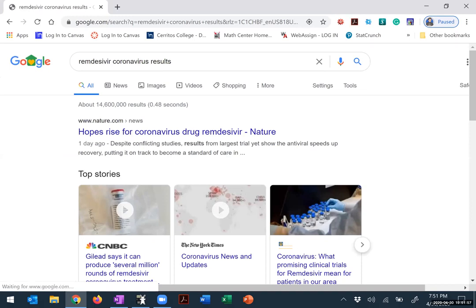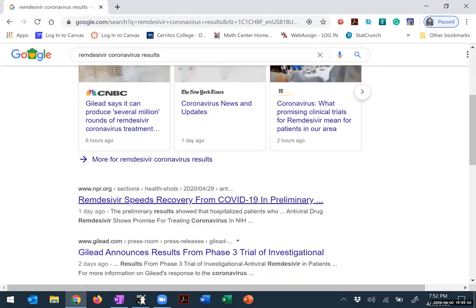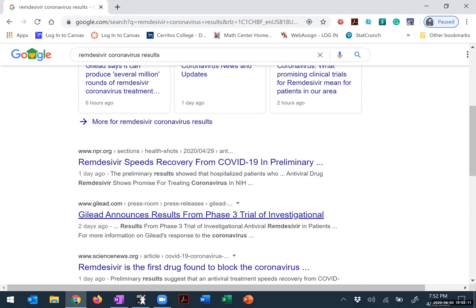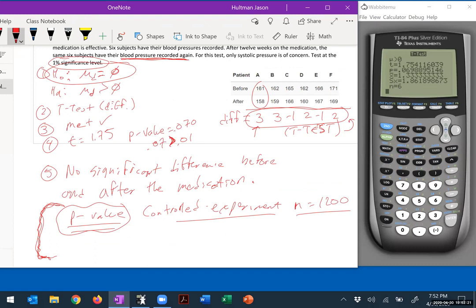Okay, so now I'm not here to get political or whatever. I could care less about the politics of the whole thing. Okay, but it says remdesivir went through a phase 3 trial, the first drug found to block the coronavirus. It's a first step, but he gave the p-value, which was kind of cool. He said the p-value was like 0.01.